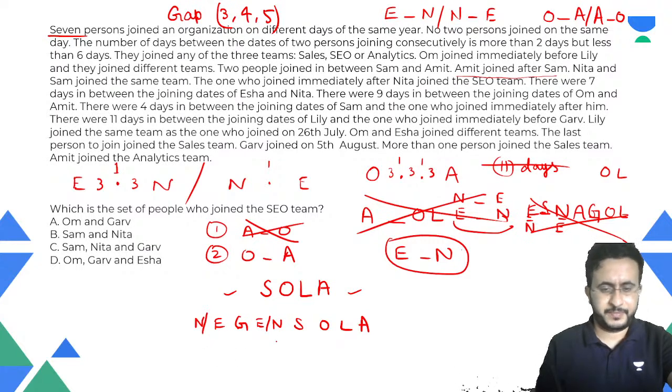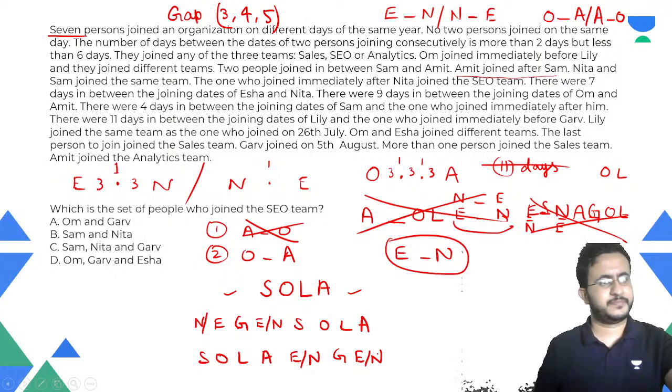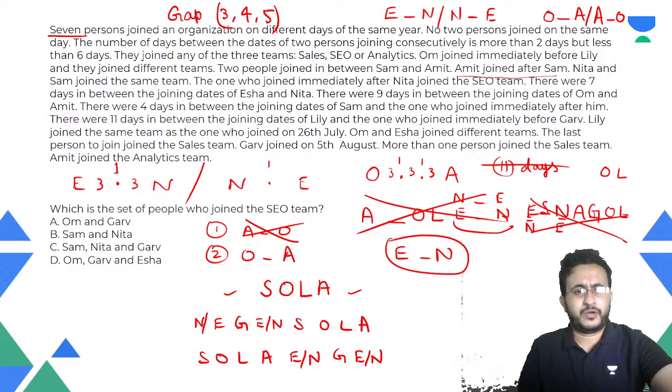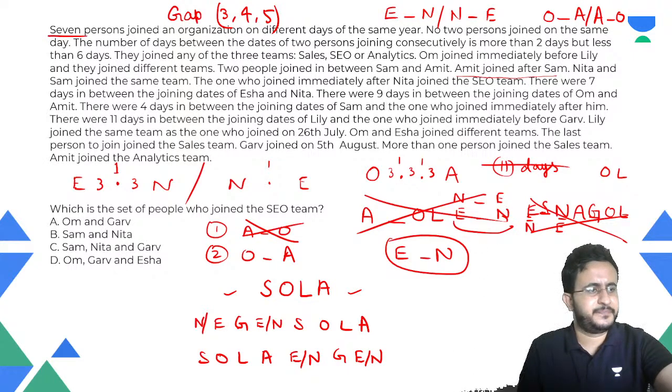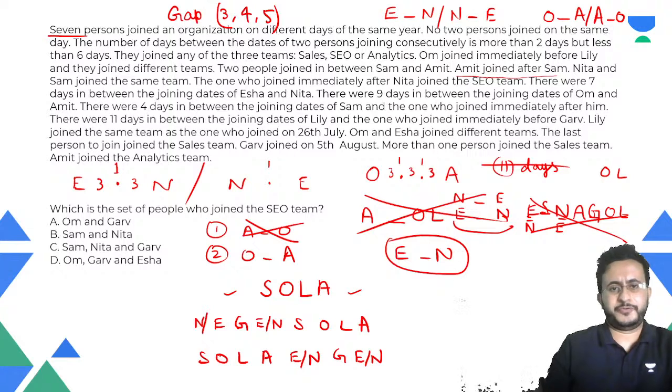And the second case will be: SOLA will come in the beginning, then we will have EN, then Garv, and the second person out of these, right? Now, are we given any dates here? Yes, we are given some dates. If you see, 2 dates are given. Garg joined on 5th August. So this is 5 August.